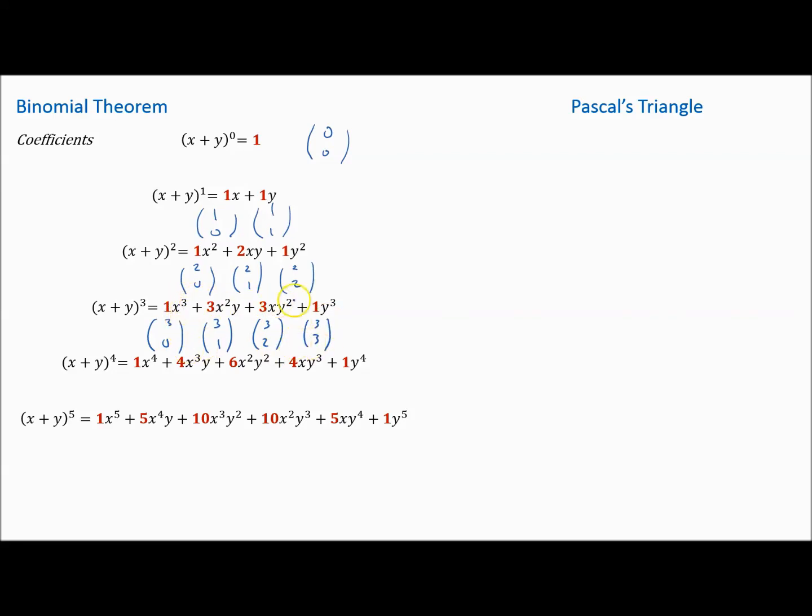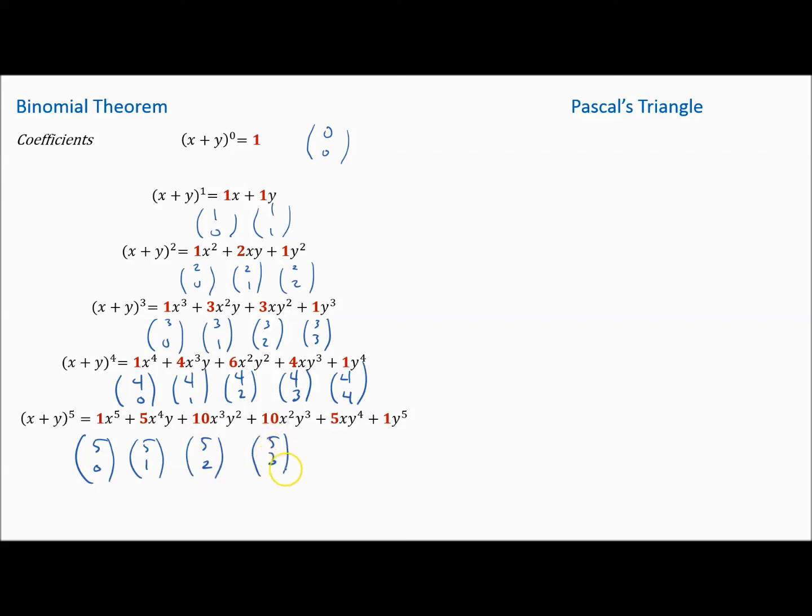And the answers are what's in red. Okay? This would be 4, choose 0, 4, choose 1, 4, choose 2, 4, choose 3, and 4, choose 4. Finally, for the fifth, 5, choose 0, then 5 is 5, choose 1, 10 is 5, choose 2. This 10 is 5, choose 3. Remember, if you subtract the difference, you get the same answer for that problem I did way back. This is 5, choose 4. And finally, 5, choose 5.